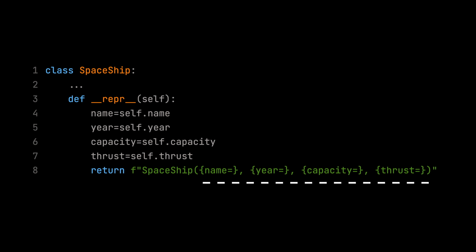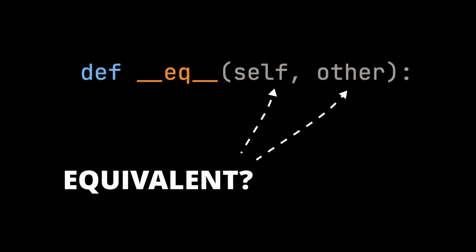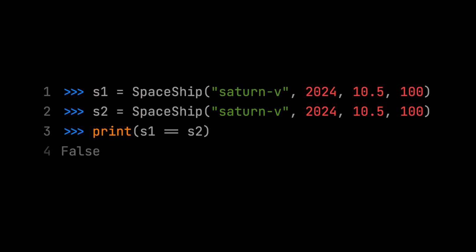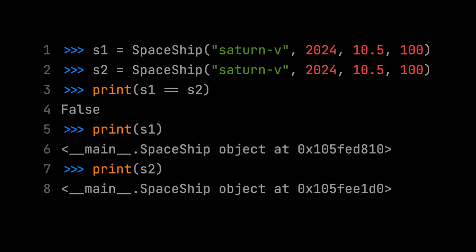Another useful Dunder method data classes implement is the equals function, which determines whether or not one class instance is equivalent to another. This is useful because normally comparing two separate instances of the same class returns false, even if they have the same values. It might seem weird, but that's because Python compares their memory locations instead of their attribute values.